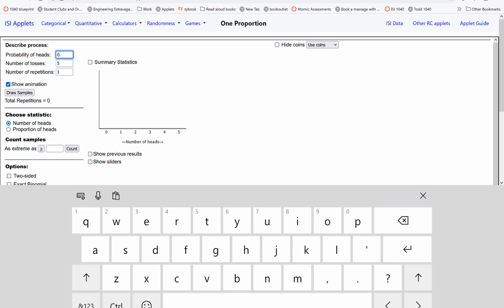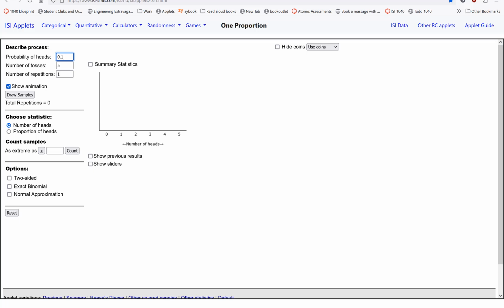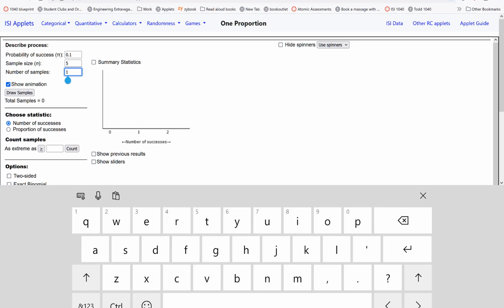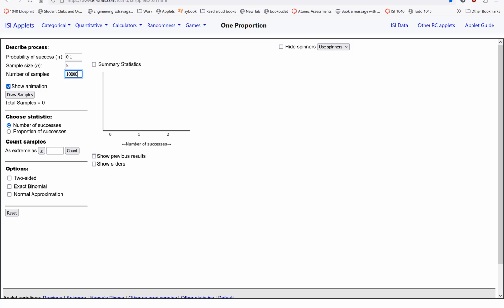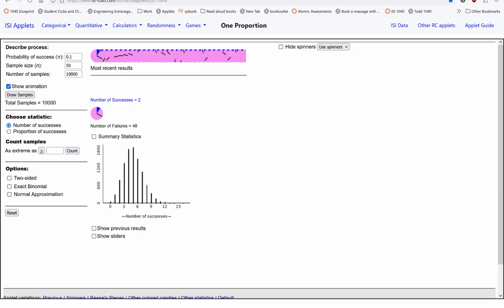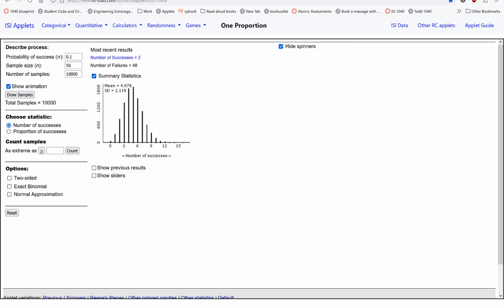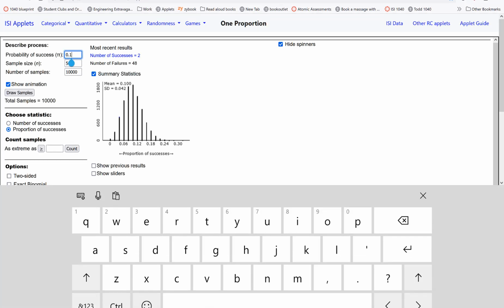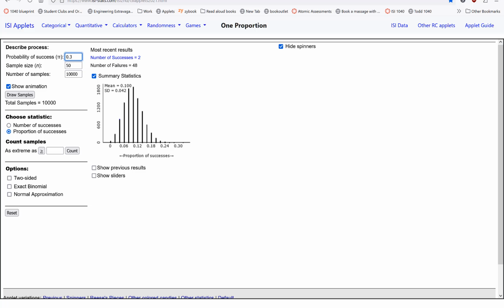Actually, maybe let's just try it really quick. If I look at a probability of heads of 0.1, and I take a sample size, it doesn't really matter how big I make this, I draw my samples, I look at the summary statistics, and you'll find the standard deviation is 0.042. Now keep that number in mind. So right now my probability of success is 0.1. Let's see what happens if I change it to like 0.3.